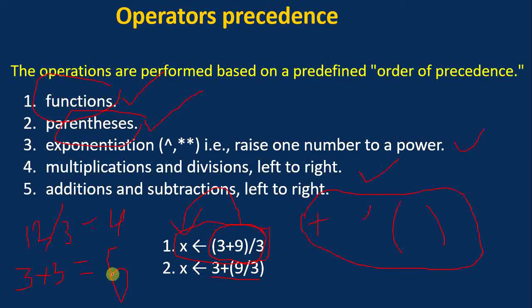Okay. The precedence matters. The precedence will change the value of x. So when you have an expression which involves more than one operator, then you have to evaluate the operator which has the highest priority first. So like this.